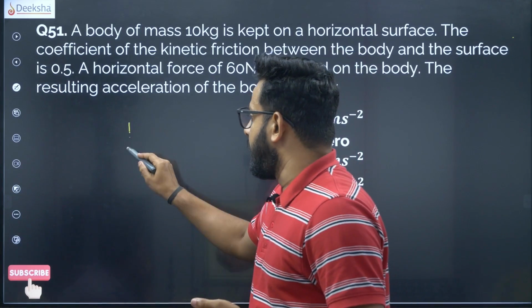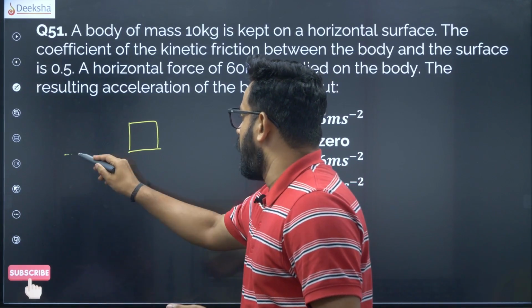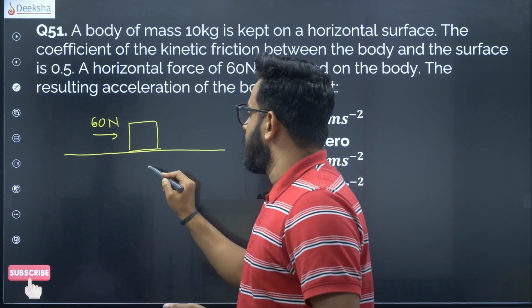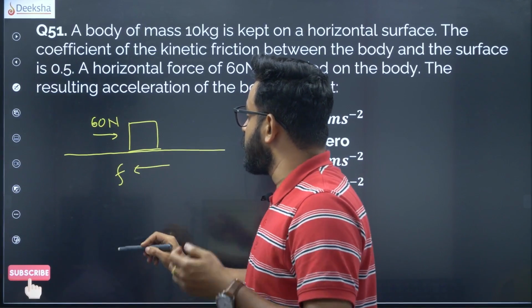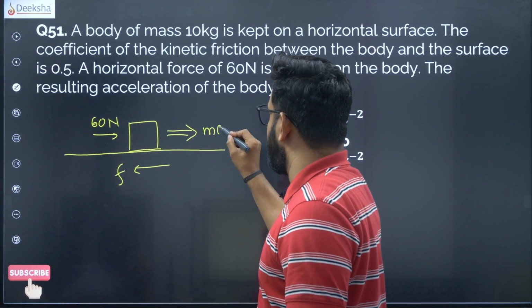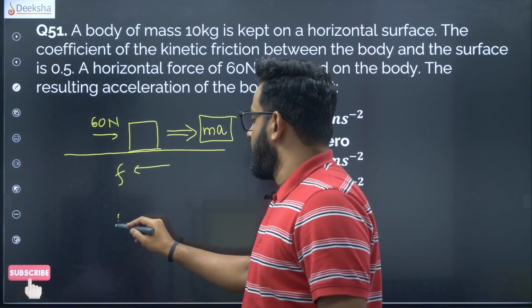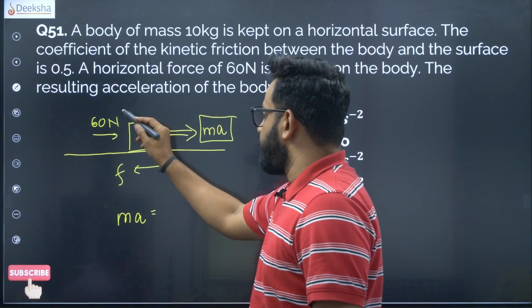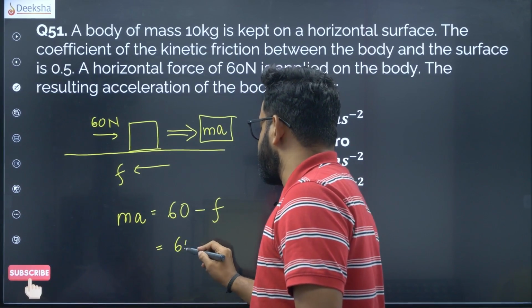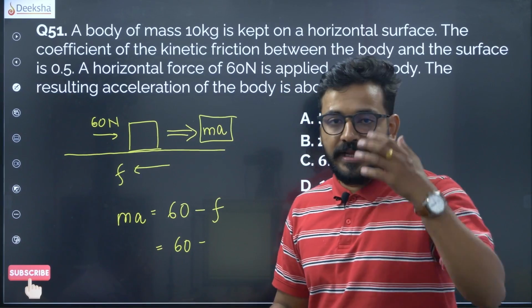So there is a body on a surface. There is an applied force of 60 newtons. There is an opposing frictional force, and after all this there is a final net force, that is mass into acceleration. So the net force is the applied force minus the frictional force. So what is the frictional force? It is mu into the reaction force, right?